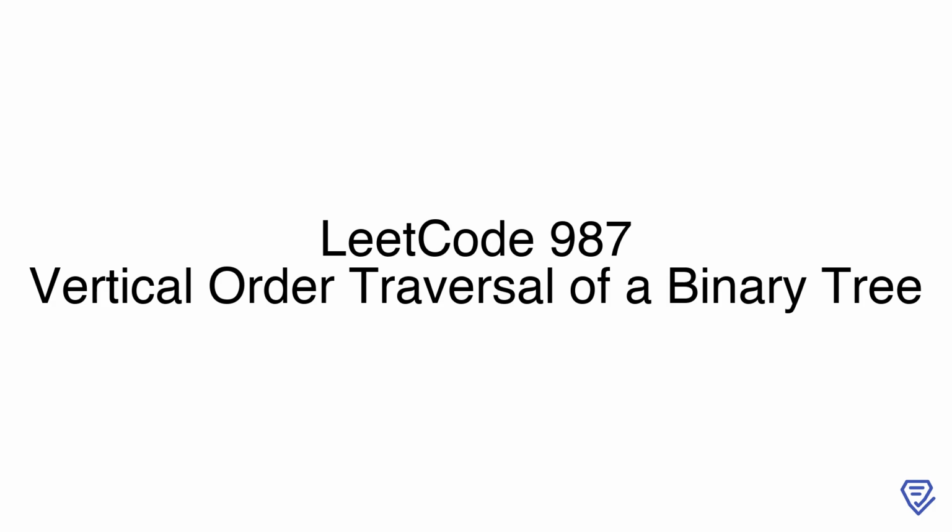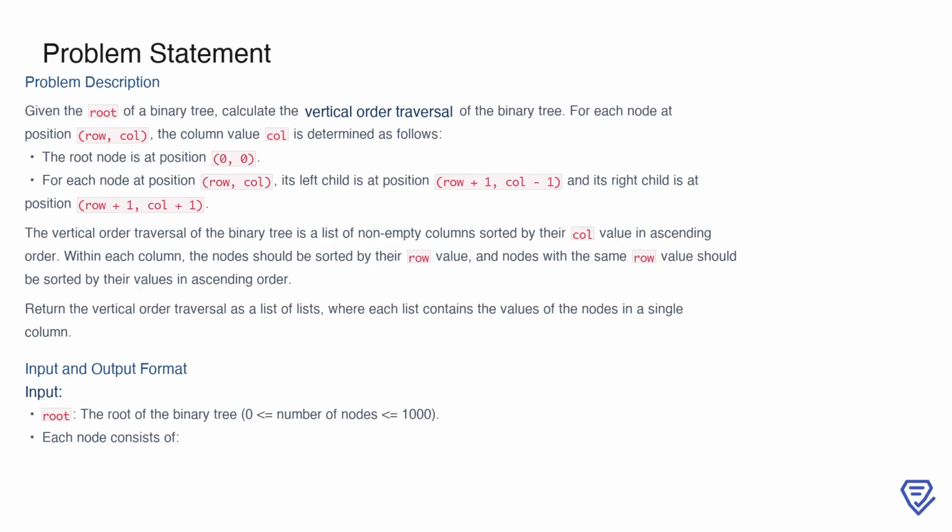Today, we'll explore problem number 987, vertical order traversal of a binary tree. In this session, we'll break down the problem, discuss various approaches, and work through the solution step by step. Let's dive in. In this problem, we are tasked with performing a vertical order traversal of a binary tree.